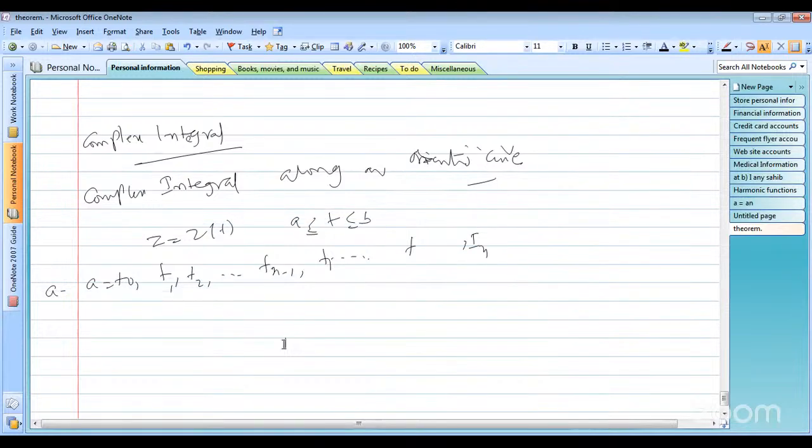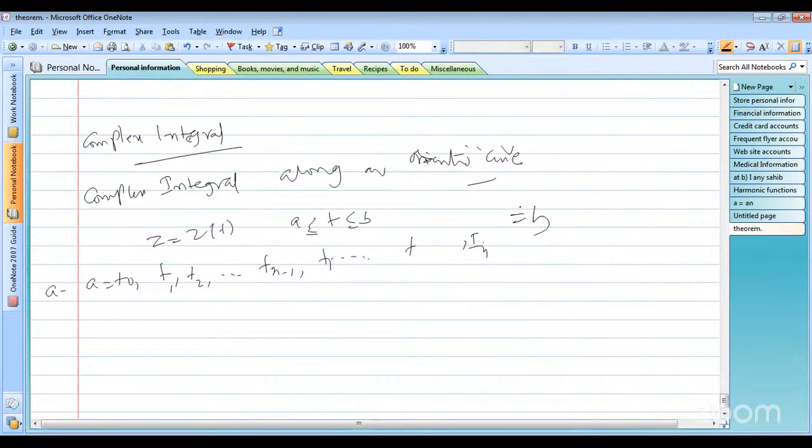Therefore, here T0, T1, T2, Tn minus 1 and Ti minus 2. So we are taking T0, T1, T2, T3, T4, T5, T6, and so on, up to Tn minus 1 and Ti. This is called B. We are taking the partition P of B.